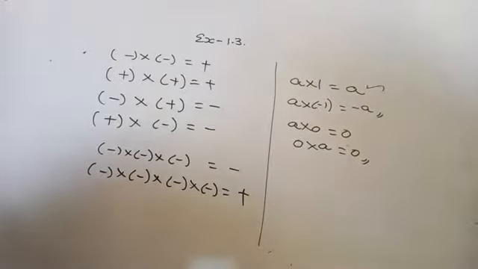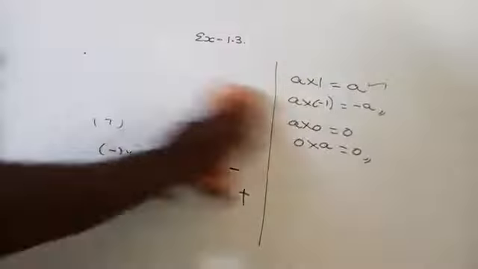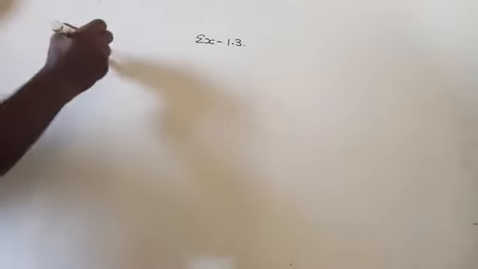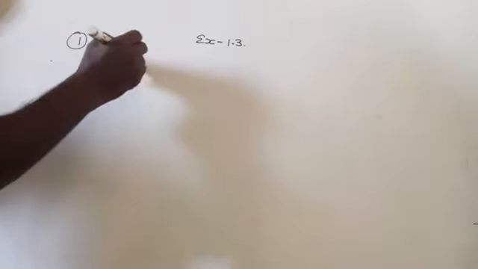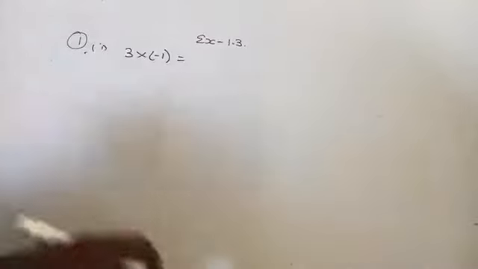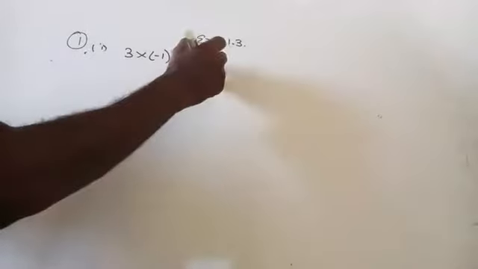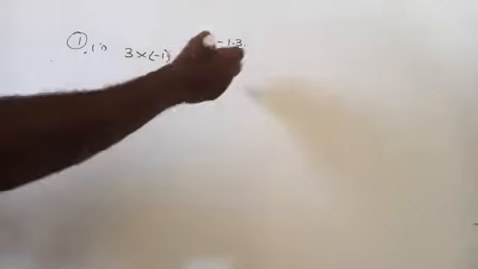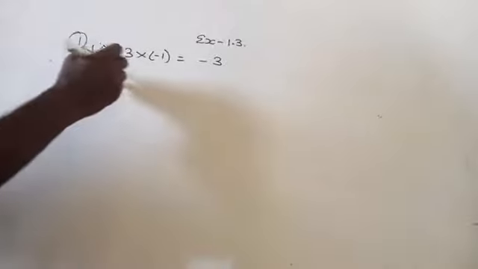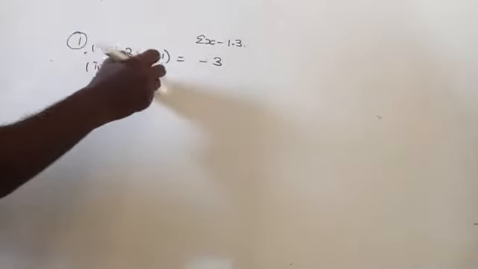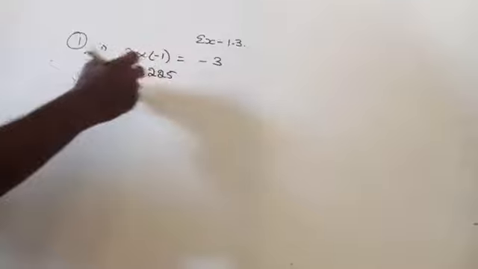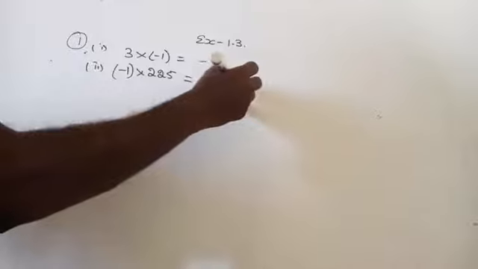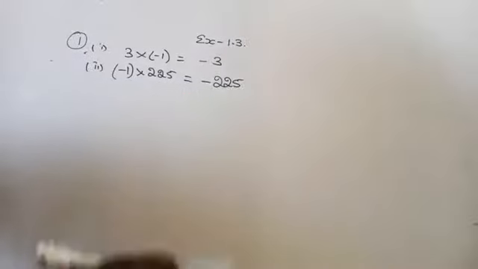Look at exercise 1.3. The first question is 3 into minus 1. If any number is multiplied with minus 1, what will you get? Minus 3. Otherwise, plus into minus is minus. If we multiply any number with 1, we get the same number, that is minus 3. Then the second part, minus 1 into 225. Minus into plus is minus, and 1 into 225 is the same number, that is minus 225. Am I right, sir? Yes.